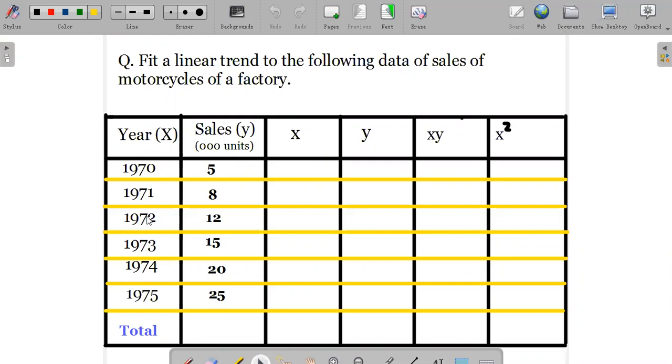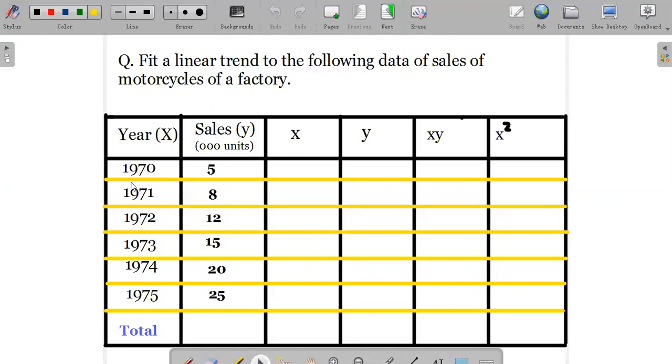Here the number of time periods is even, and in the last video the number of time periods was odd. So how can we deal with this even number? You see here 1, 2, 3, 4, 5, 6. The number of time periods is six, and six is an even number.